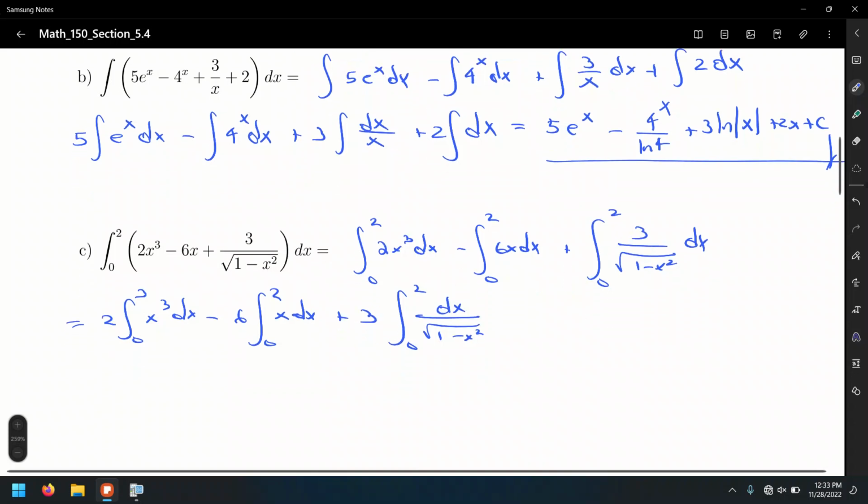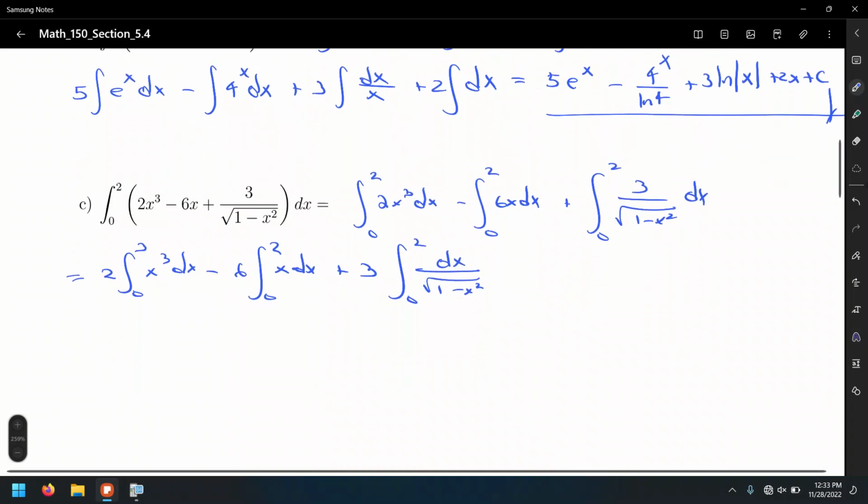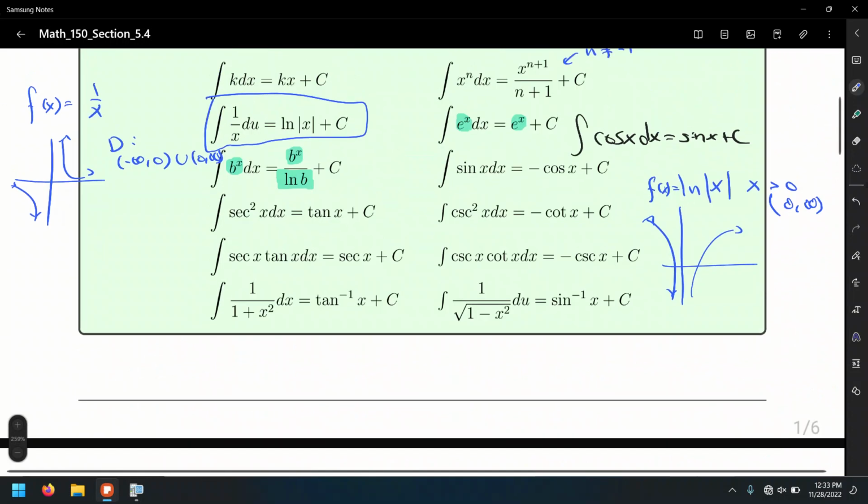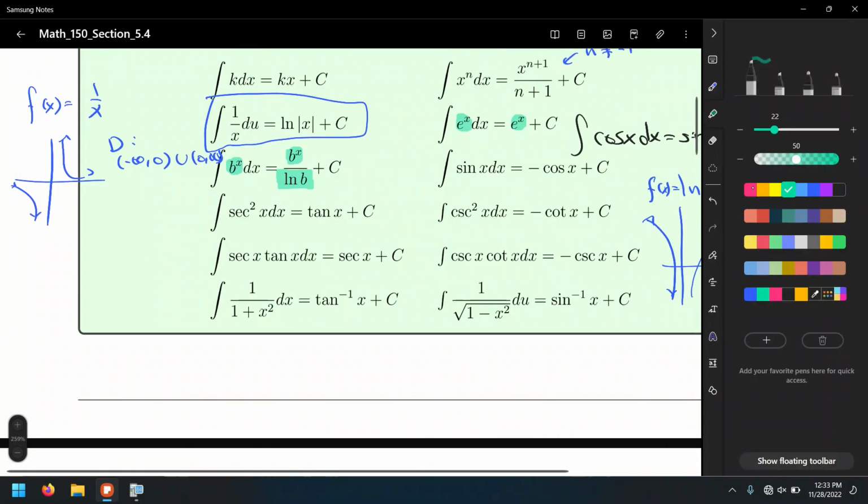Let's see. So let's just use the required formulas. General power rule, and let's look for this form, 1 minus x squared in the denominator. Let's see if we have anything in our table of integrals. And it looks like the last one right here.